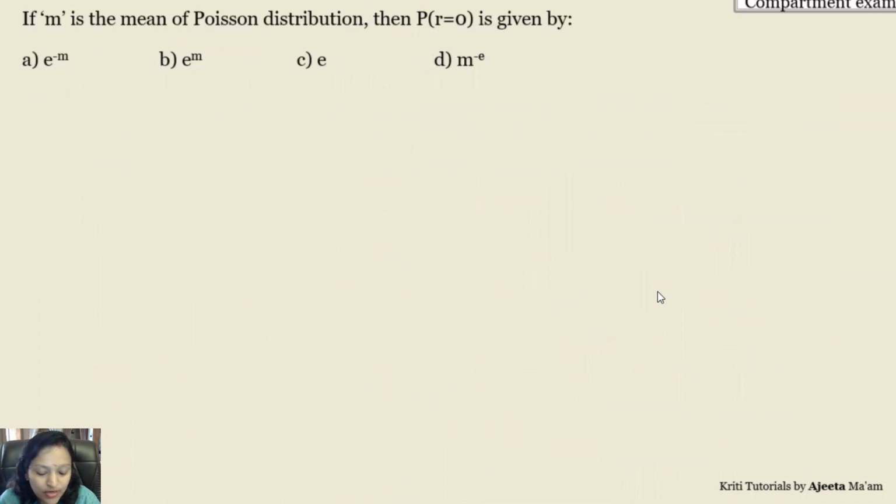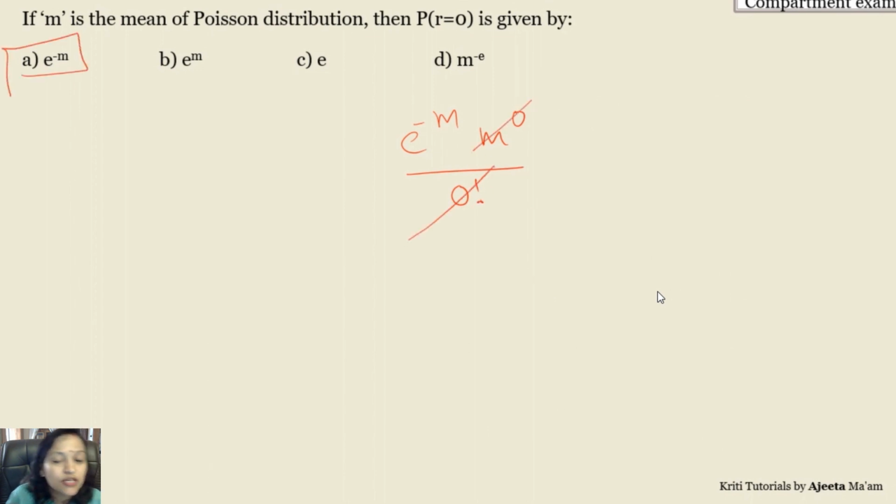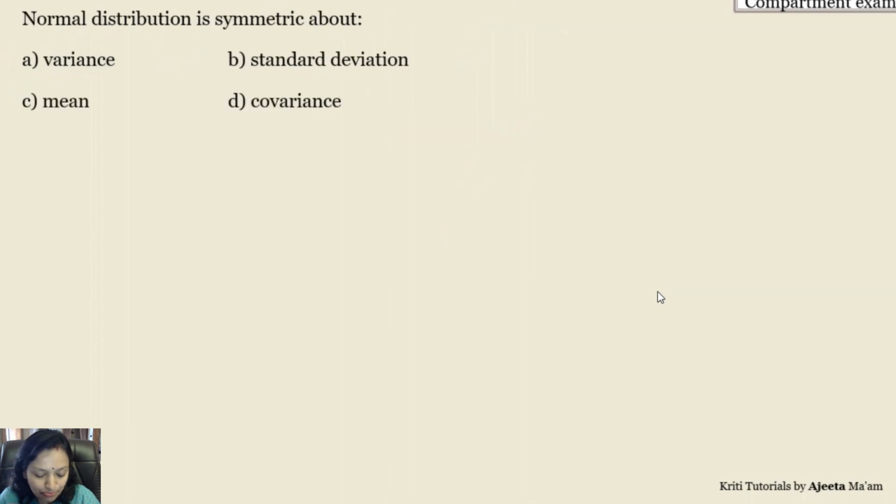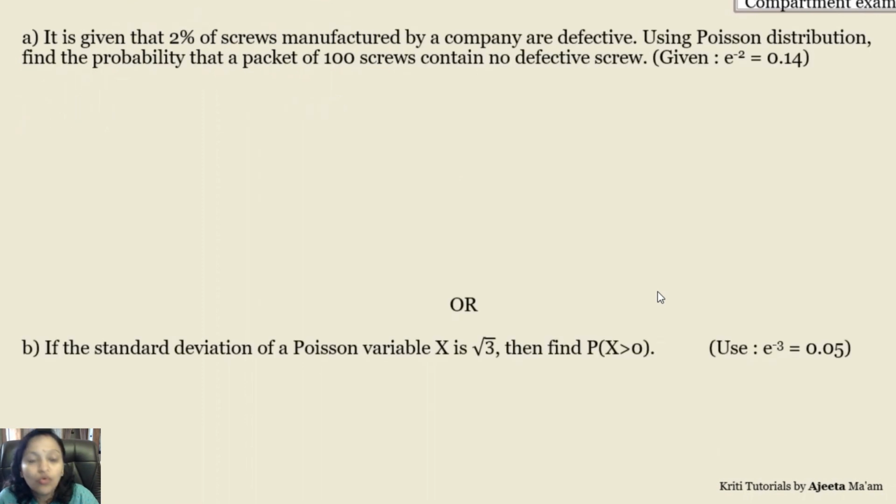Now let's move on to the next. Now this is from the compartment exam. So if m is the mean of the Poisson distribution, you have to find for P of r is equal to 0. So r is equal to 0 means e raised to minus m, m raised to 0 upon 0 factorial. So this is 1, this is 1. So we get the answer as e raised to minus m. Now normal distribution is symmetric about mean, right? So this was again asked in compartment exam. Now internal choice was there in these two questions.